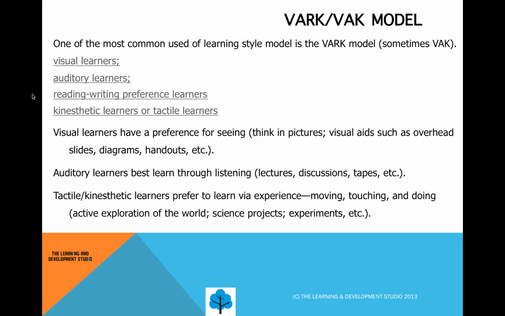Now, visual learners, of course, have a preference for seeing things, so pictures, visual aids, demonstrations, things like that. Auditory learners, on the other hand, learn best through listening, so lectures, discussions, tapes. It skips the reading and writing, but that's quite obvious.